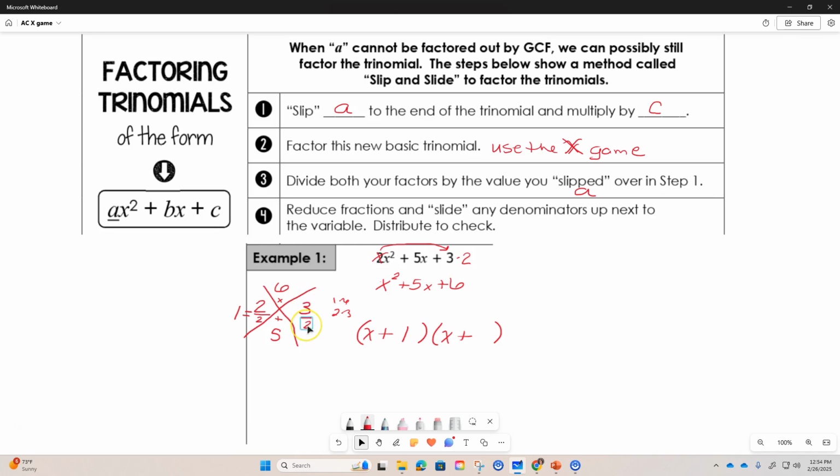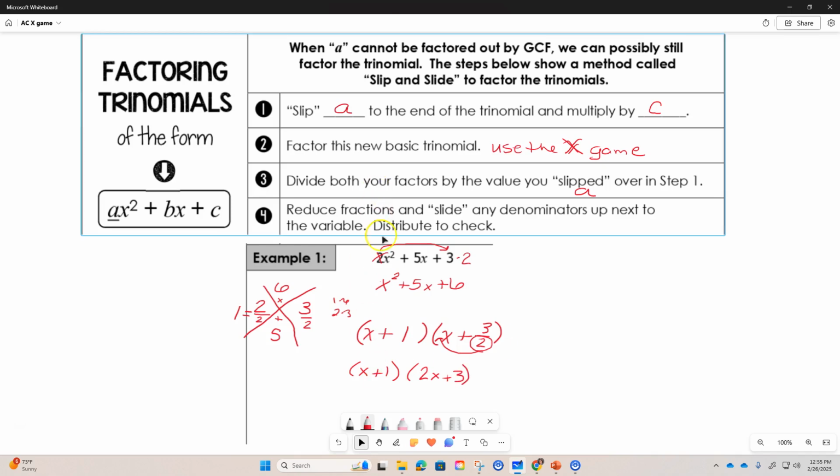Now, does 3 over 2 reduce? No, it doesn't. 3 over 2 does not reduce, so we're going to go ahead and write that 3 over 2. And now it says, after we reduce the fractions, if you have a fraction, and we do, you're going to slide that denominator up in front of the variable. So this is the slip and slide part. This is the slide part. We're going to take that 2 and we're going to slide it right up in front because we don't want that fraction. So my final answer is x plus 1 and then 2x plus 3.